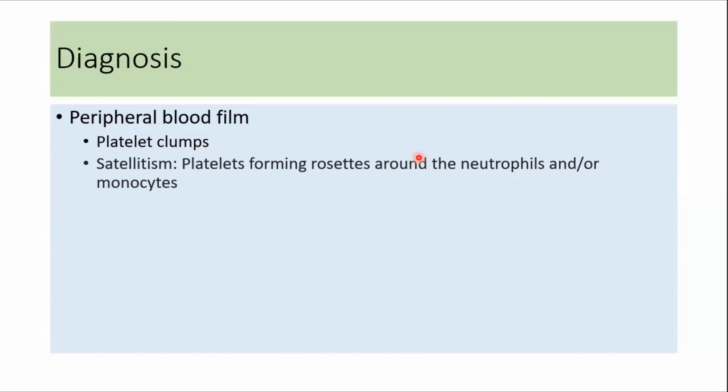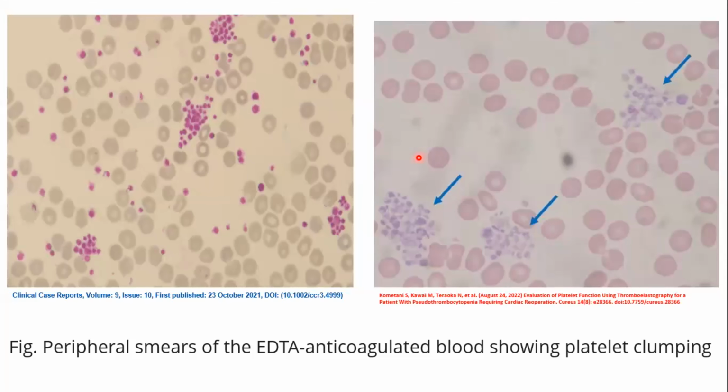So how can we diagnose the condition? For the diagnosis, we can examine the blood film. In the blood film, we can see the platelet clumps and we can see the satellitism. In satellitism, platelets form a rosette around the neutrophils and the monocytes. So this is a blood film showing platelet clumping. As you can see in this picture, there are a lot of platelet clumps. This leads to the false low platelet count by the automated analyzer.